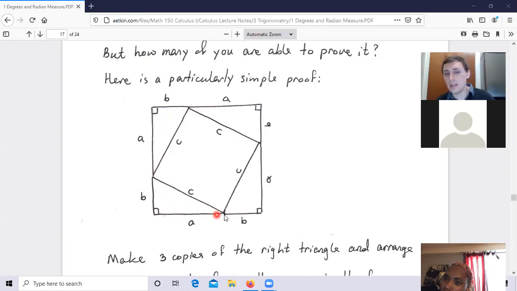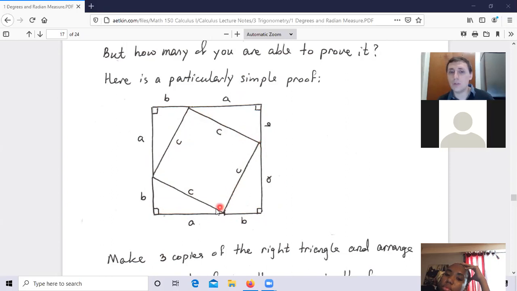Next to a you place b, next to a you place b, right? And you obtain the structure. Are you with me? You understand what I did? So what is c squared? C squared is the area of that square that you see here, the inner square, right?